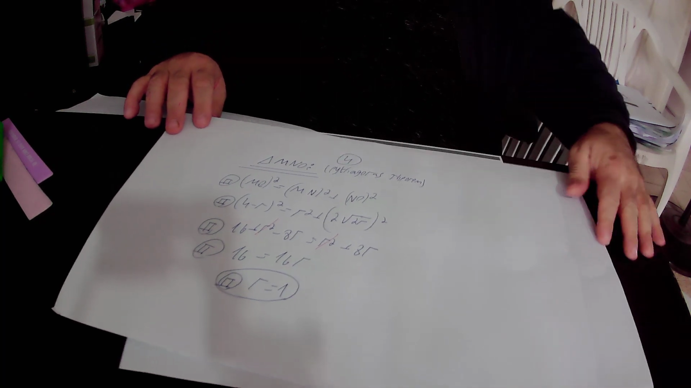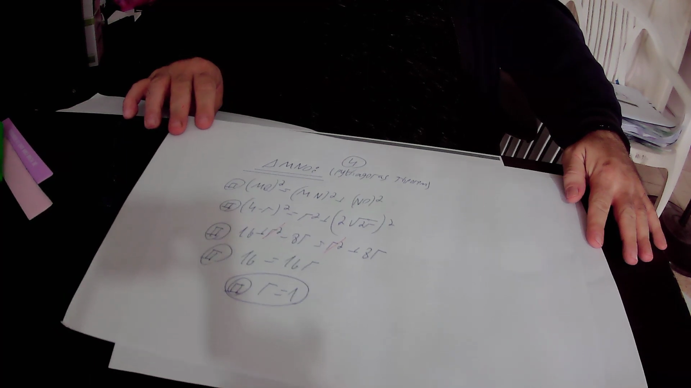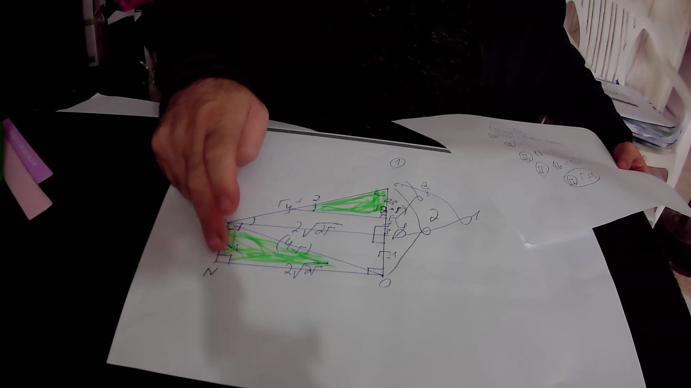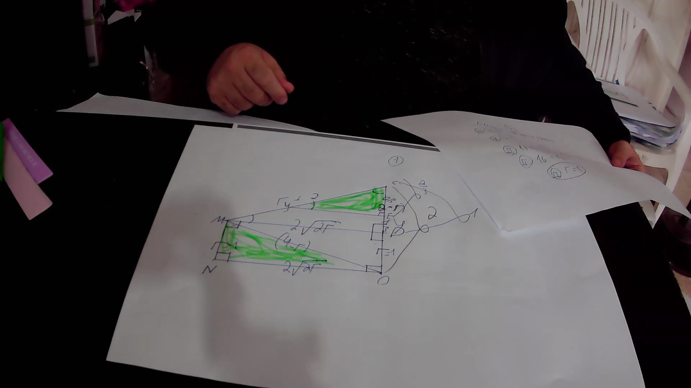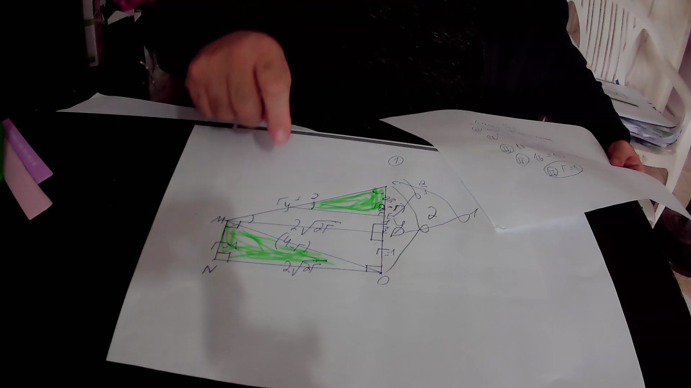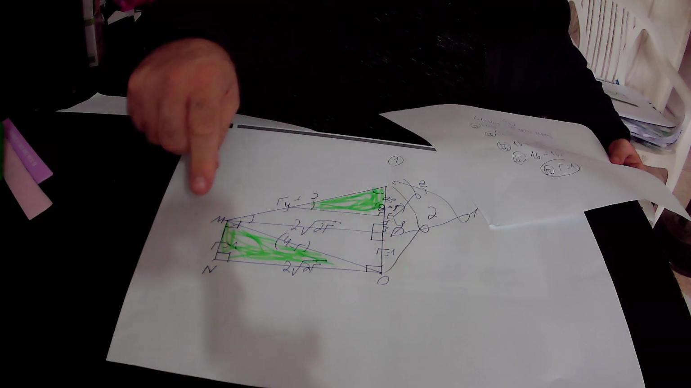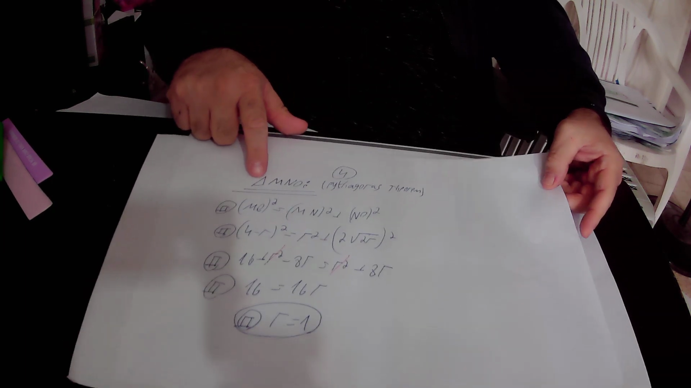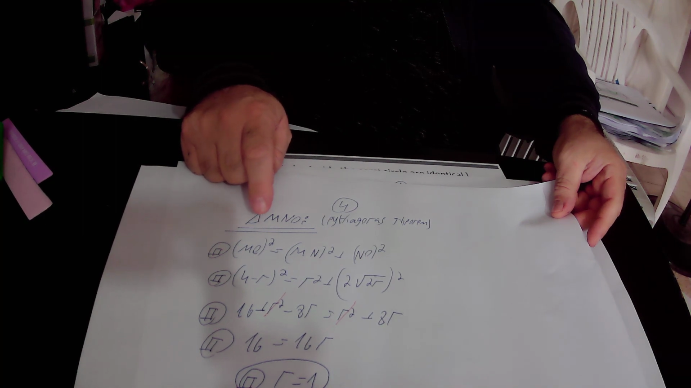we focus on triangle MNO, which is a right triangle. Triangle MNO is a right triangle because it has one angle that equals 90 degrees, therefore the green triangle is a right triangle. And according to the Pythagoras theorem, in the right triangle MNO, the square of the hypotenuse equals the sum of the squares of the perpendiculars. That is to say, MO squared will be equal to MN squared plus NO squared.